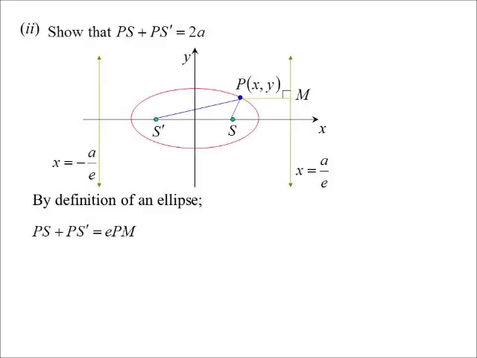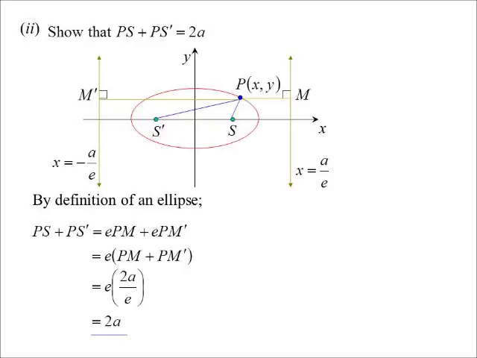Well, PS will equal eccentricity times PM. But PS dash will be eccentricity times PM dash. But you're now talking a horizontal line there. So I know that distance, I can work that out very easily, M to M dash. It's just the distance between the two directrices, 2a on e, which will cancel with the e, and you get 2a. And so the two focal lengths always add up to be 2a.